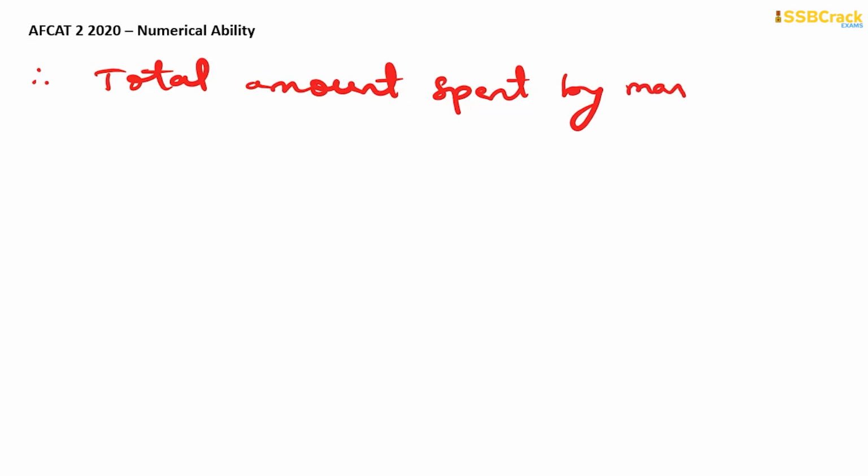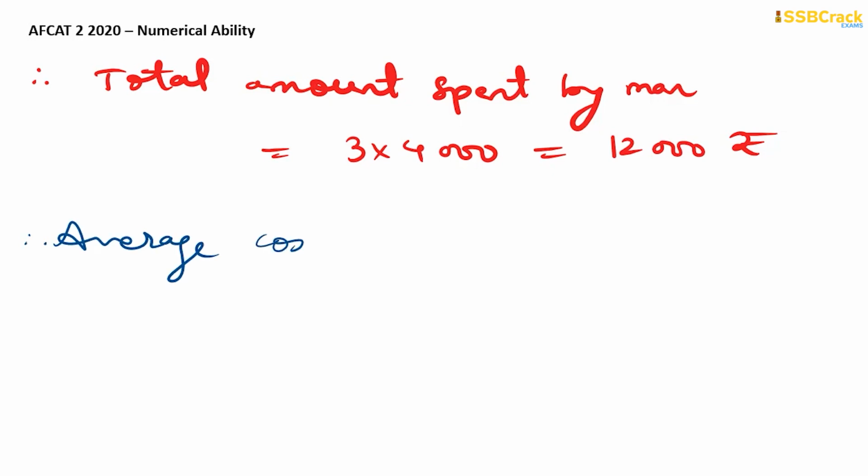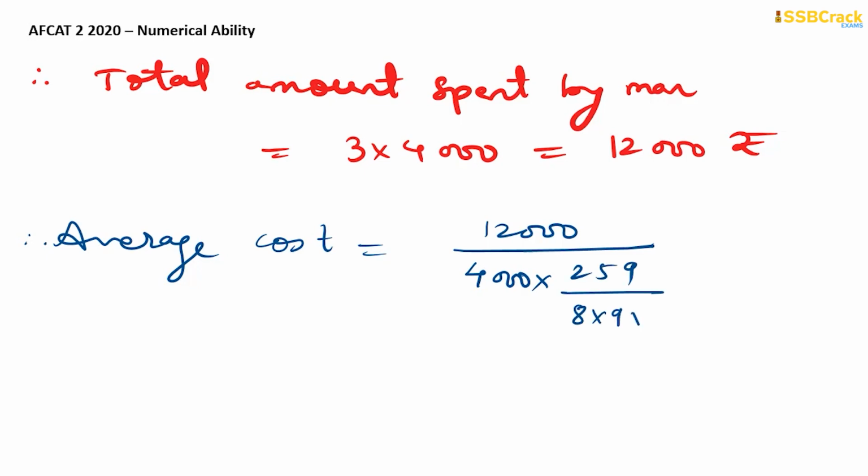Now we know the cost for 1 year. So let us now calculate the total amount spent by him. The total amount spent by the man for 3 years will be 3 into 4,000, total rupees 12,000, isn't it? And now we shall calculate the average cost. We calculate this by the total cost divided by the total amount of petrol he bought. So the amount of petrol was 4,000 multiplied by 259 divided by 8 into 9 into 11, isn't it?